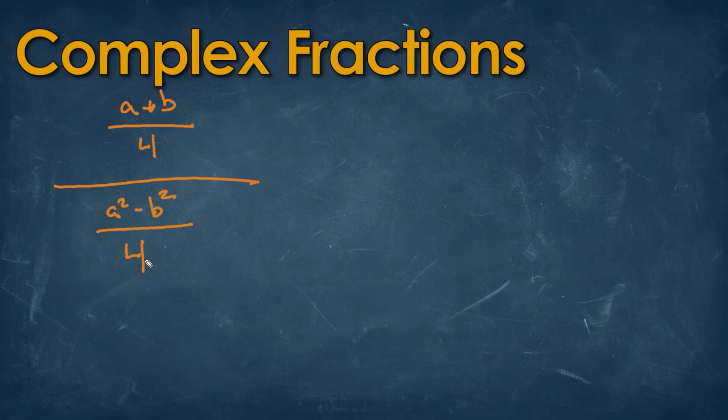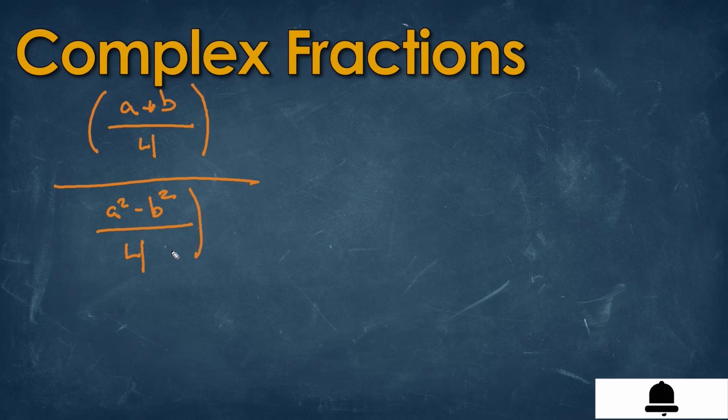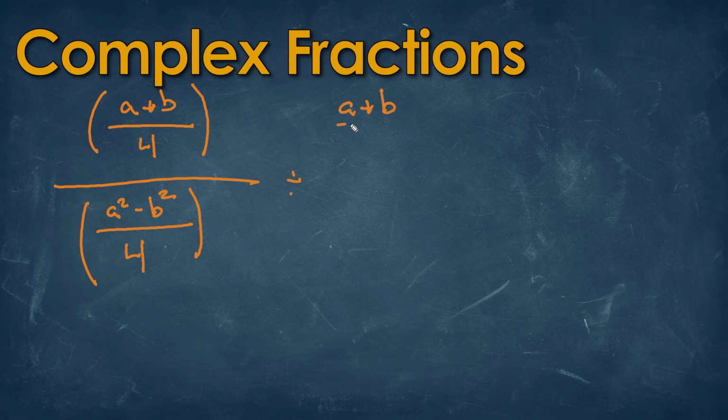Now, using multiplication and division, we can also simplify complex fractions, where we have fractions inside of fractions. So when we see this, we can think of this as a single unit with a division sign. So we can change this to a plus b over 4 divided by a squared minus b squared over 4. Now with this division sign, we can change this by multiplication by flipping the reciprocal of that fraction.